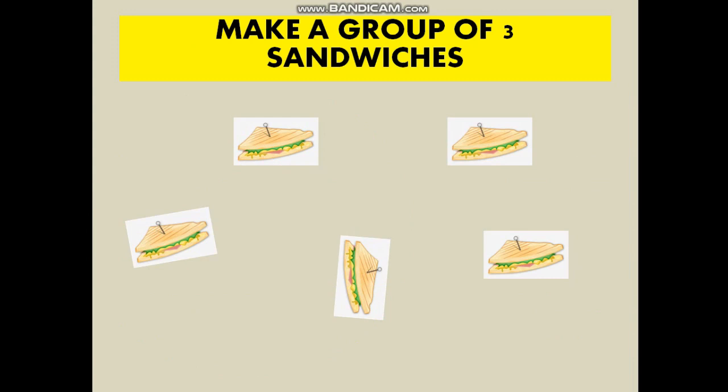Make a group of 3 sandwiches. So Spider-Man wants us to keep 3 sandwiches in one group. So let us arrange his sandwiches. These sandwiches look yummy to me and I am hungry now. After this, I am going to eat the sandwiches. A group of 3 sandwiches.